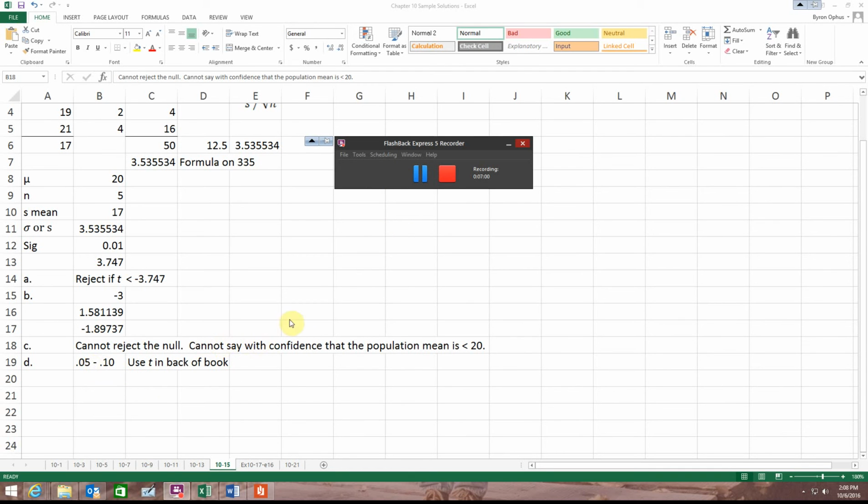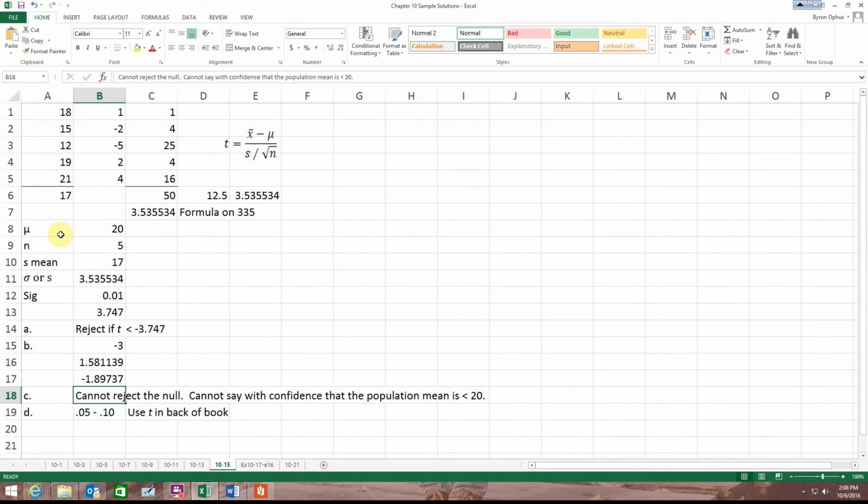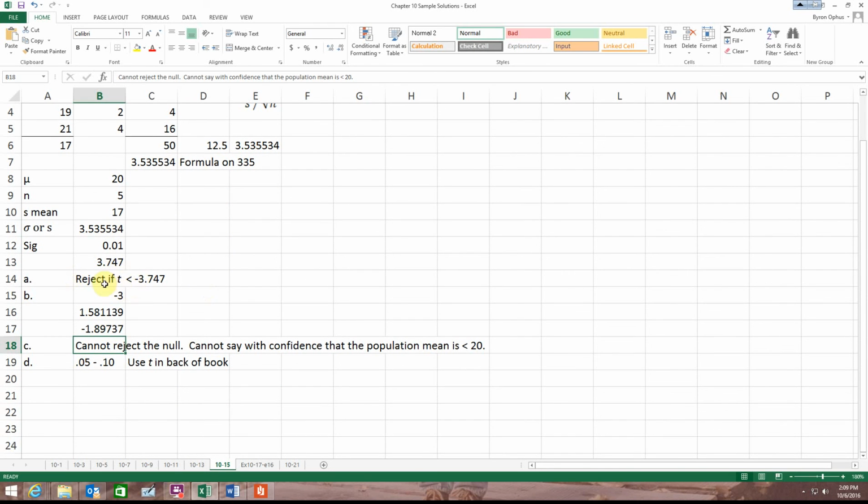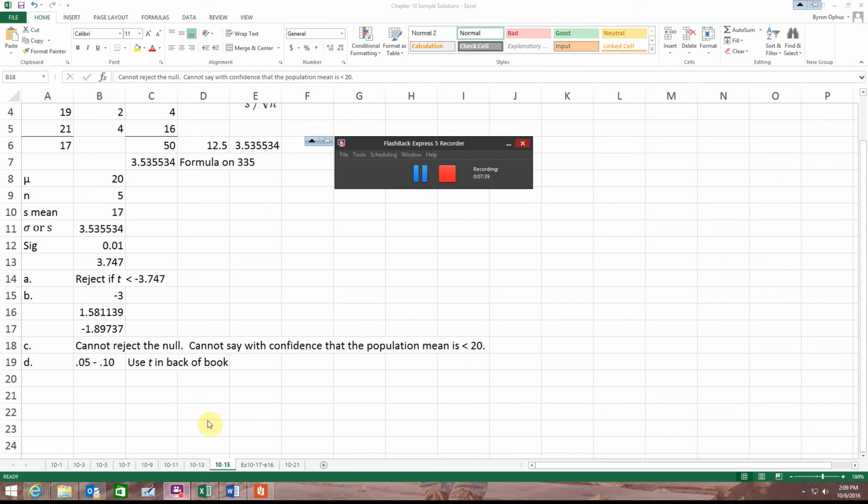And why is that? It seems kind of odd that our sample mean was 17 and our mu is 20, but the answer is, in this case, that we've just got such a small sample size, right? Because our sample size is so small, our degrees of freedom, from 5 to 4, creates this pretty big t-value. Maybe we'd say it's a pretty small t-value, but big by that standard, and so it makes it more difficult to say with confidence that the population mean would be less than 20 in that case. So there you have 10-16.